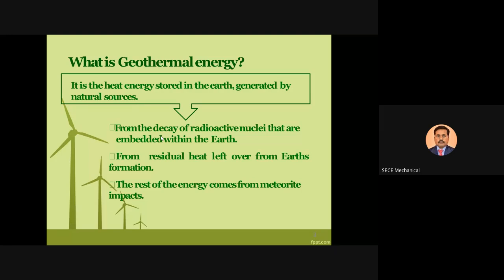Because of a lot of radioactive decay present in the earth, after so many years it forms heat energy in the earth. That heat energy is left over from the earth's formation, the residue of heat left over from the earth formation. The rest of the heat energy comes from meteorite impacts. Due to some geological effects, some heat energy can be exposed outside. That means heat energy comes out, normally in the form of lava, something like that.